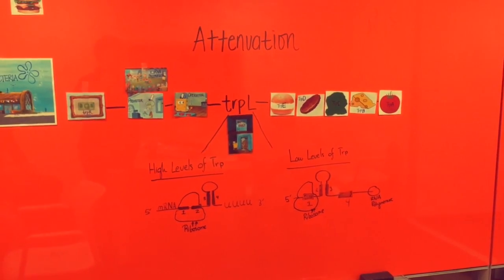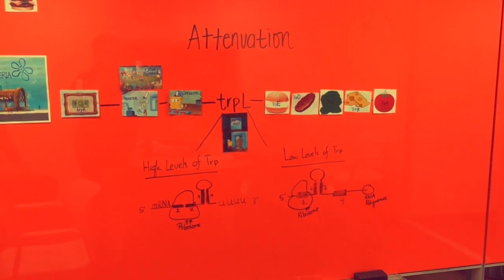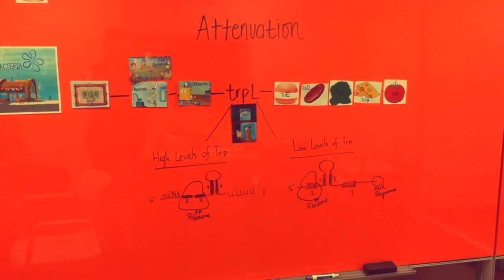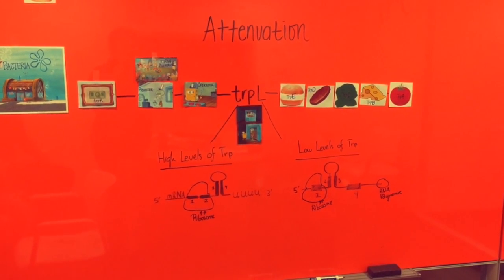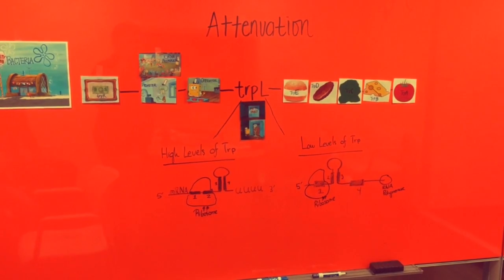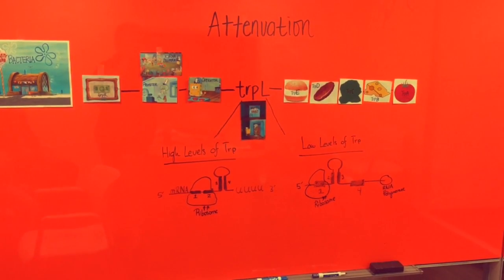You can think of attenuation, this secondary or backup form of regulation, as the backup vault in the Krusty Krab. Attenuation will only occur if there are low levels of tryptophan, or Krabby Patties. However, if the vault contains Krabby Patties, then there's no need for SpongeBob to make any, and Mr. Krabs will prevent this from occurring. On the other hand, if no Krabby Patties are present in the vault, SpongeBob will have to make them to meet demand.